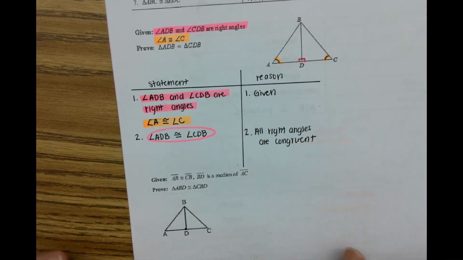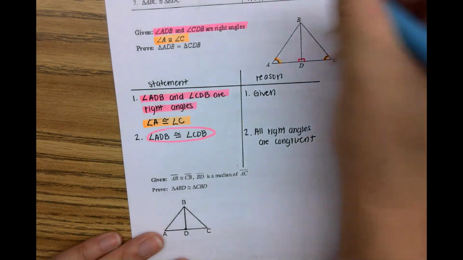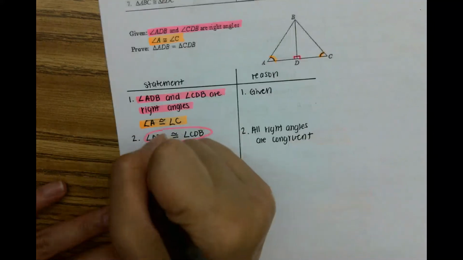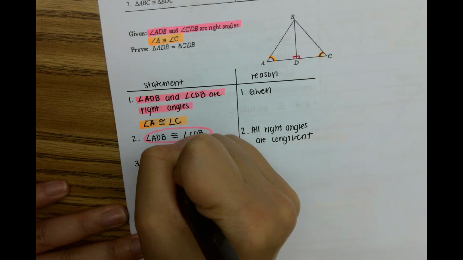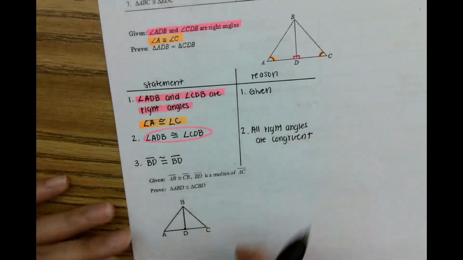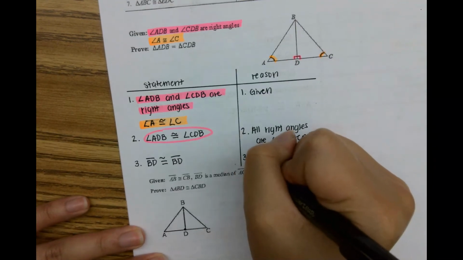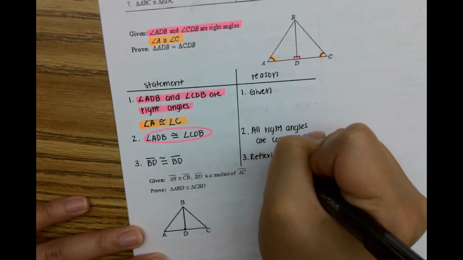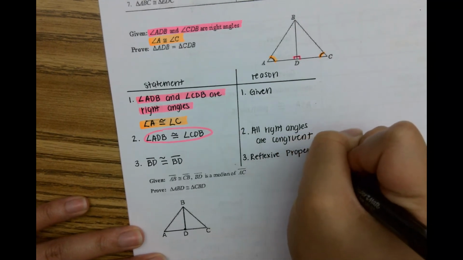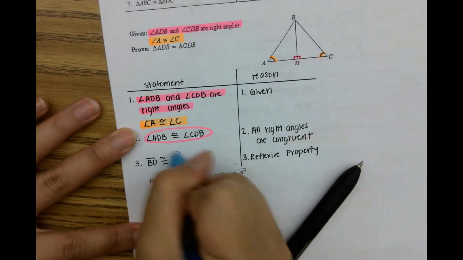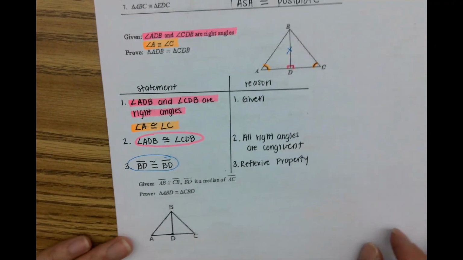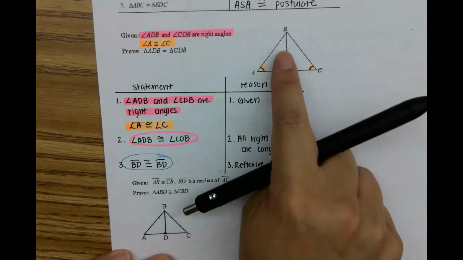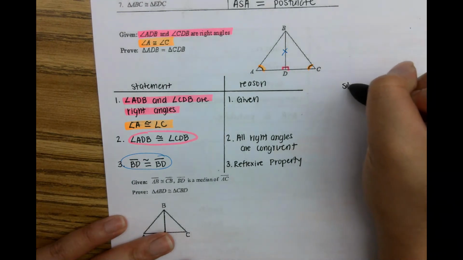Then, based on my picture, I know one other thing. They share a side. They share BD here. And so I know that segment BD has to be congruent to segment BD. It has to be congruent to itself. The reason why is because of the reflexive property. Then, looking at my picture, I now have angle, angle, side. So I have enough to prove that they are congruent.